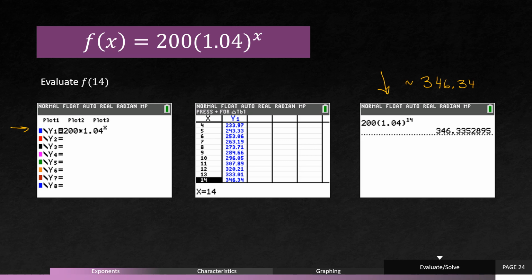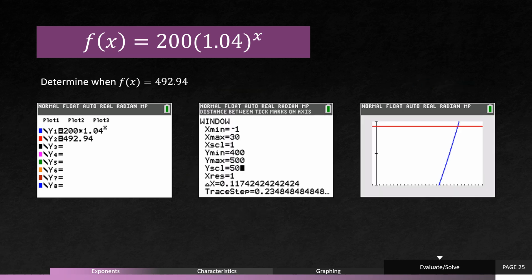For this second option, I went ahead and used the table. I scrolled down until I had x equals 14, and it gives me 346.34, which definitely matches. So you can see I can do it either way. When you're just evaluating a single thing like f of 14, or f of 6, that last screen would be super fast. You're just going to plug it in.